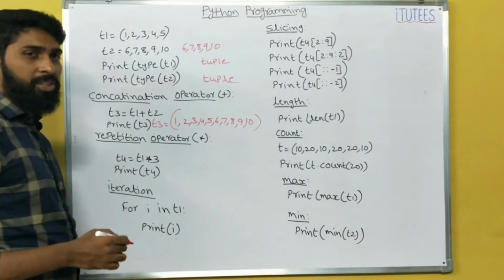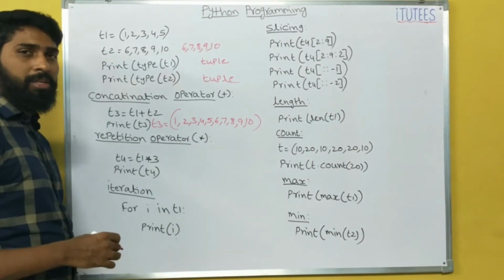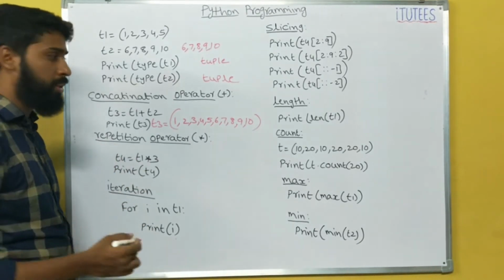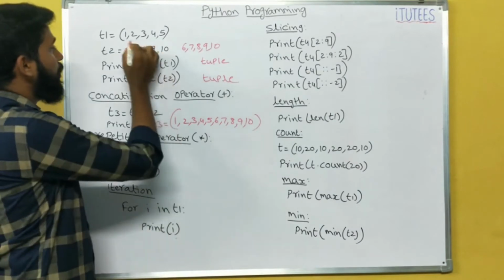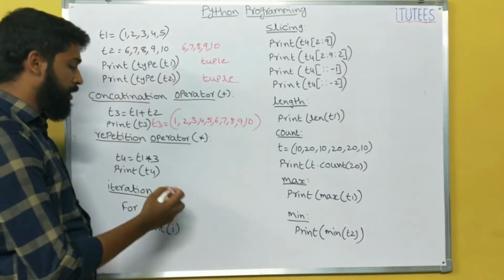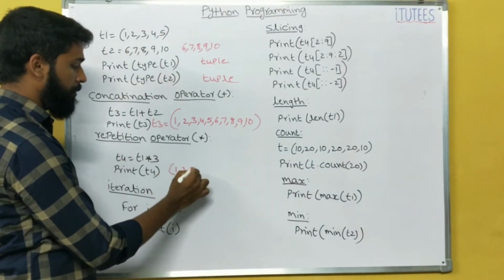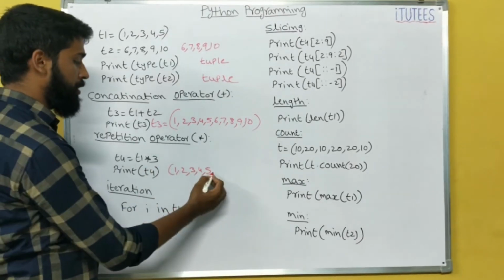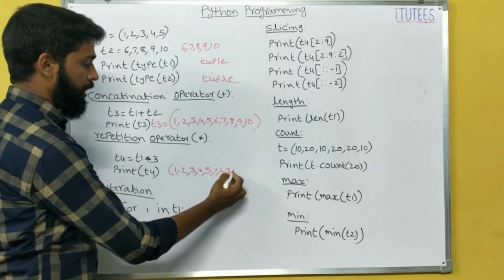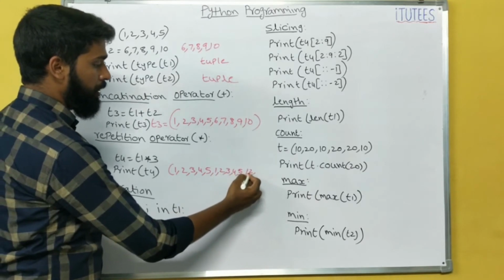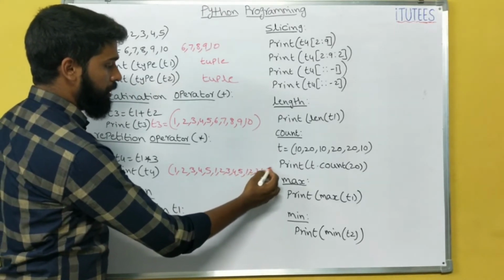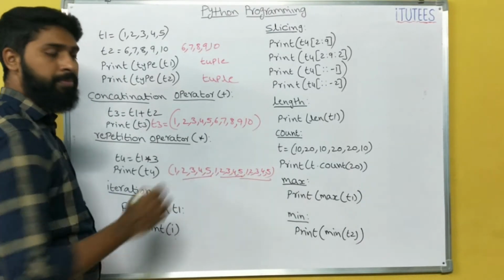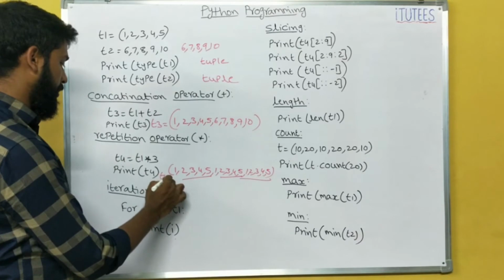Now the repetition operator. The asterisk is represented as the repetition operator. t4 equals t1 into 3. What is t1? 1, 2, 3, 4, 5. Into 3 means 1, 2, 3, 4, 5 is repeated 3 times: this is the first time, second time and third time. That means repetition. So t1 is repeated 3 times, and this is t4.